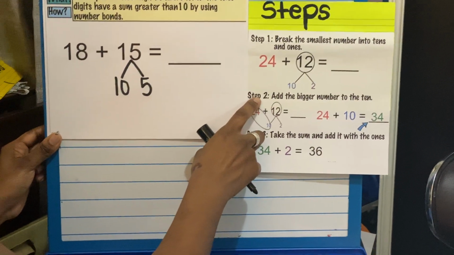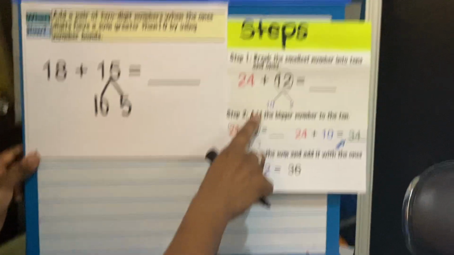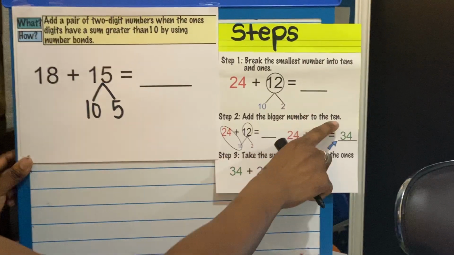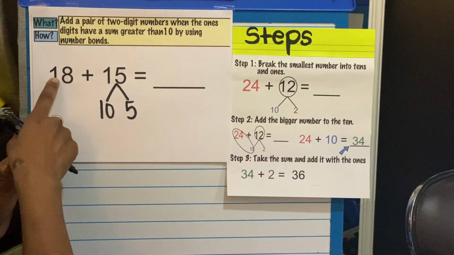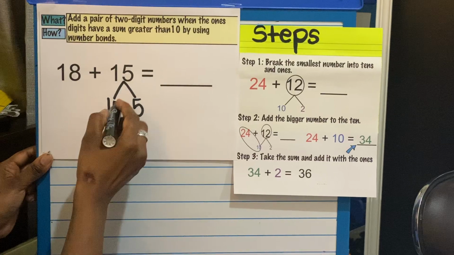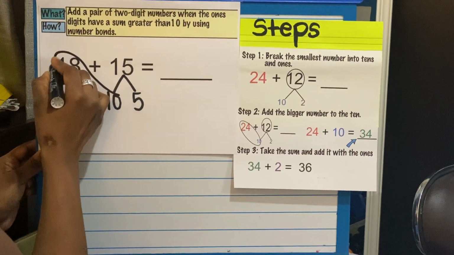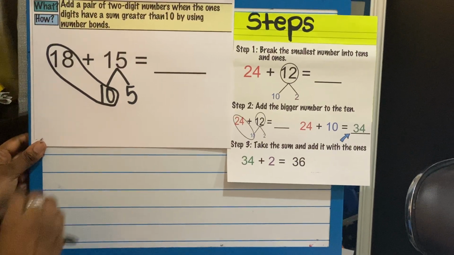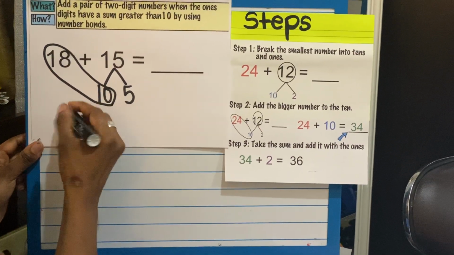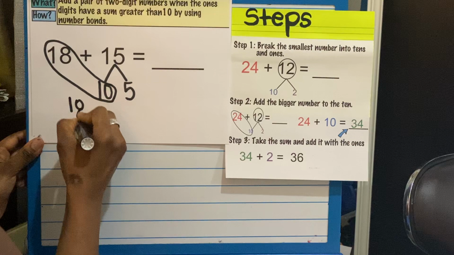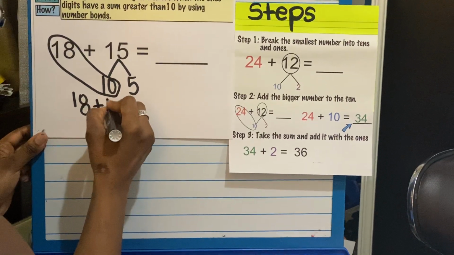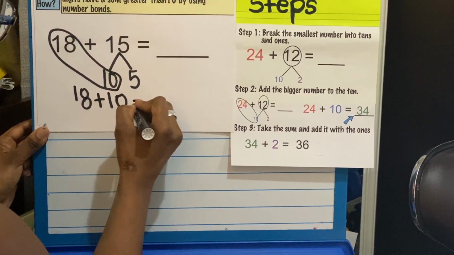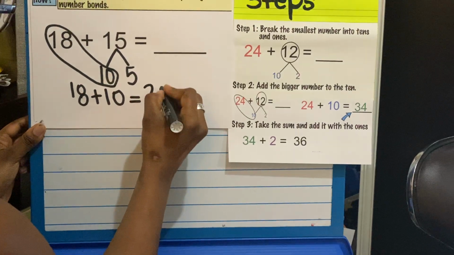Now, step 2 says to add the bigger number to the 10. So I'm going to add 18 plus 10. Remember that you can always pause the video. So I have 18 plus 10 equals 28.